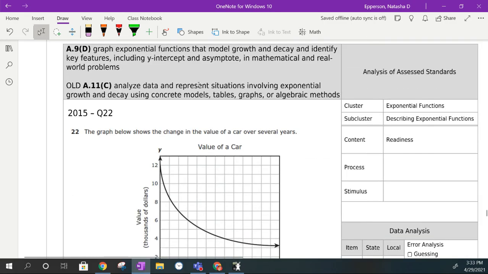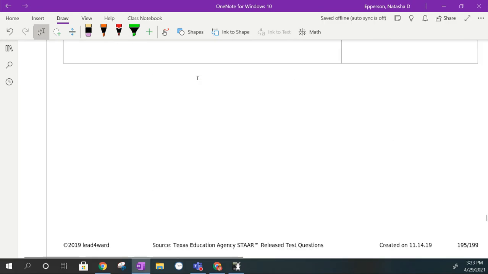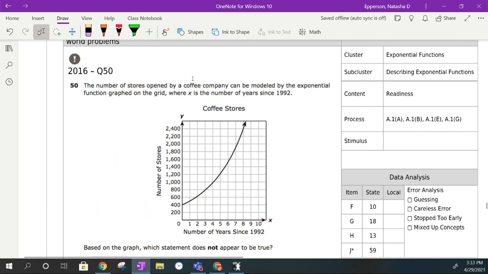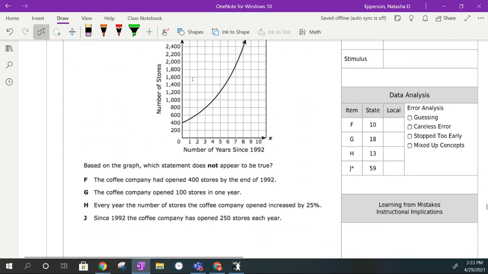I've got 2 more. I think I can knock out 2 more real quick. Okay, we've got this graph. We've got a y-intercept of 400. The coffee company had opened 400 stores by the end of 1992? No, x is a number of years since 1992. That's our initial amount, not the end.